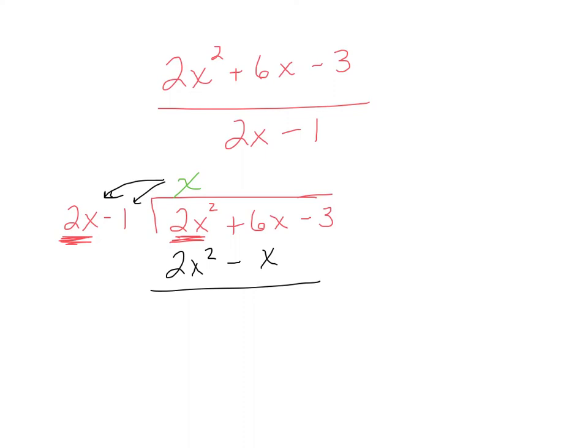Okay, so we have to change both signs. That makes that negative. That makes this positive. And when we add, we get 7x.